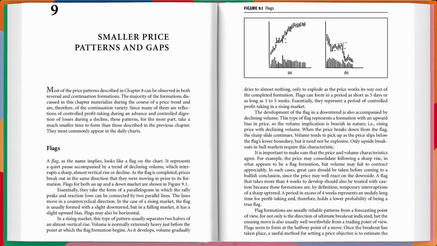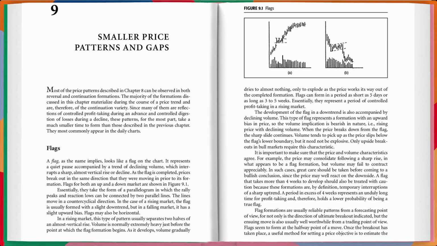Chapter 9. Smaller price patterns and gaps. Most of the price patterns described in Chapter 8 can be observed in both reversal and continuation formations. The majority of the formations discussed in this chapter materialize during the course of a price trend and are, therefore, of the continuation variety. Since many of them are reflections of controlled profit-taking during an advance and controlled digestion of losses during a decline, these patterns, for the most part, take a much smaller time to form than those described in the previous chapter. They most commonly appear in the daily charts.